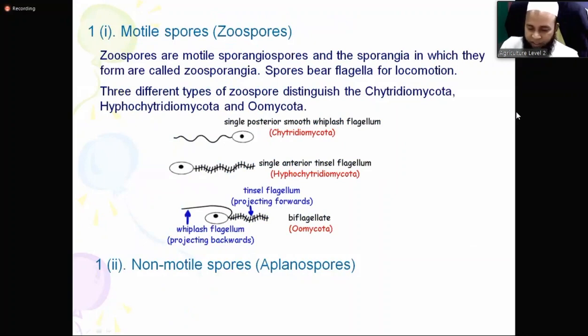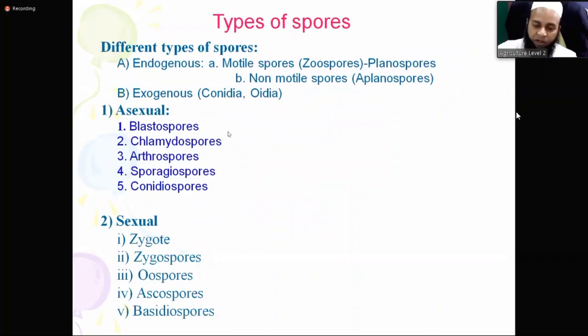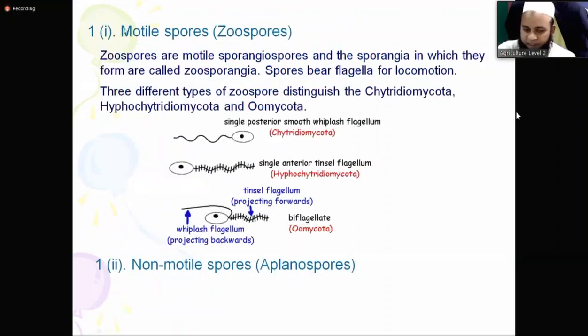So we can describe them in detail. Here we say endogenous or motile. Endogenous spores are divided into motile and non-motile. A motile spore is called a zoospore. A non-motile spore is called an aplanospore. Another name for a motile spore is planospore. So we can see motile spore or zoospore. Zoospores are motile sporangiospores, and the sporangia in which they form are called zoosporangia.